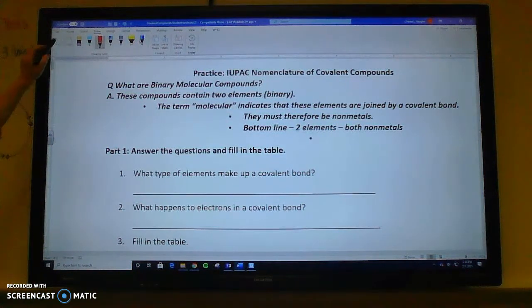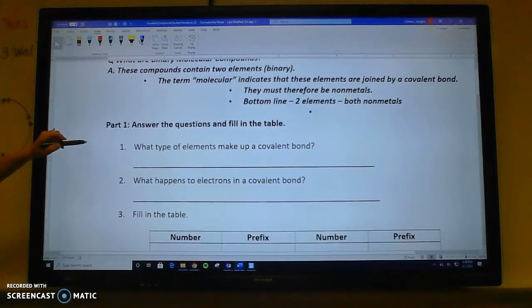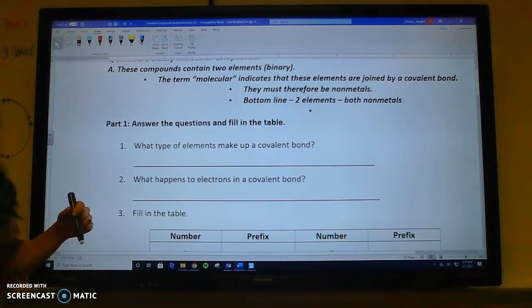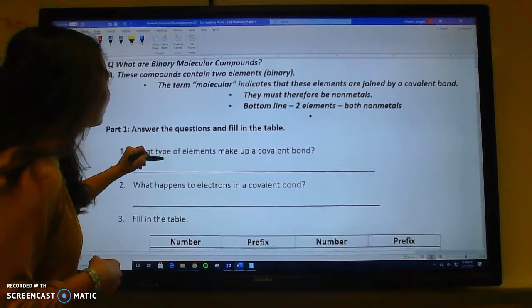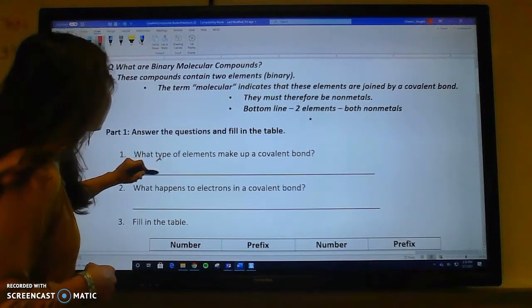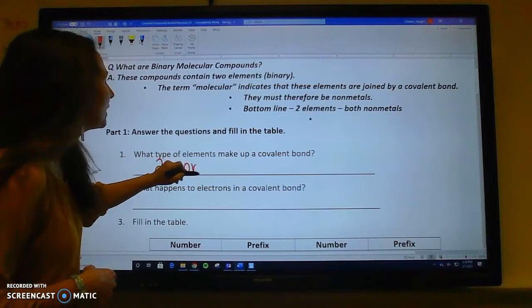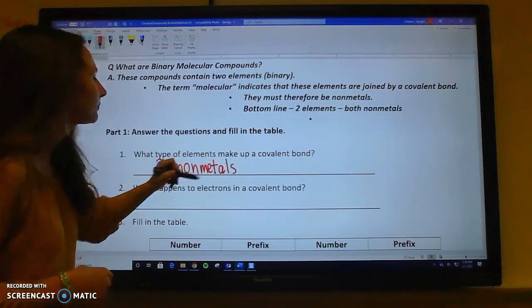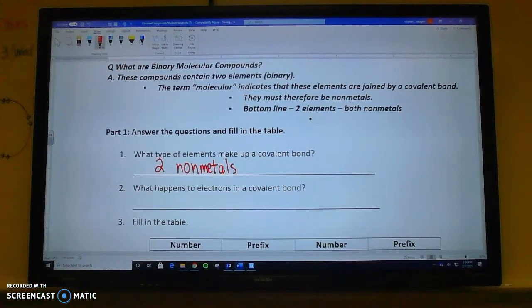So, for example, with these, you have, number one, the elements that make up a covalent bond. These are all nonmetals. So they are two nonmetals. So the answer for number one is two nonmetals. That's what makes up a covalent bond.